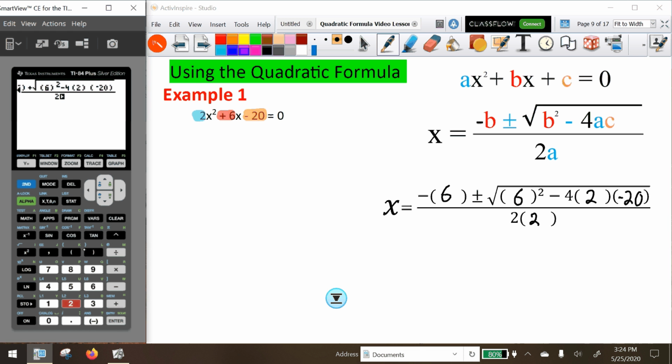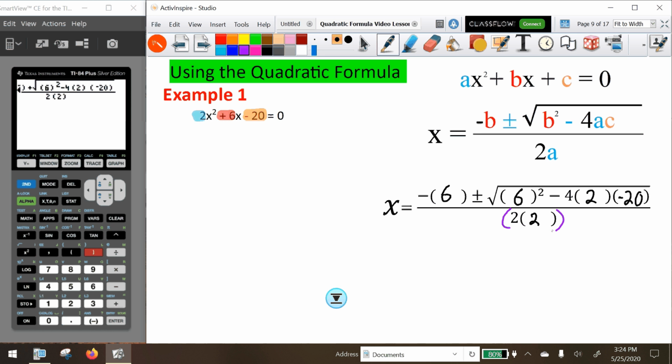Parentheses and everything. Now, if you use the stacked fraction as I'm using in this calculator, you don't need an extra set of parentheses around the denominator. But if you're using a more basic calculator, you're definitely going to want to put an extra set of parentheses down that denominator to make sure you're dividing by 2 times 2 and not dividing by 2 and then multiplying that answer by 2. I see a lot of students having that issue when they use some more basic calculators.